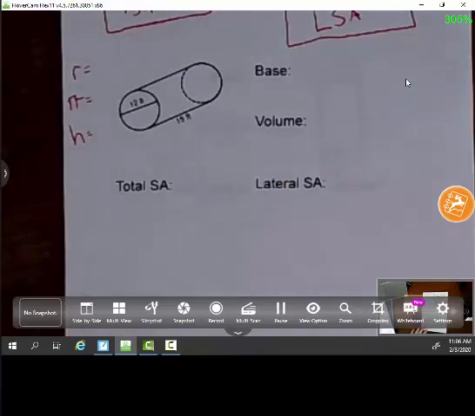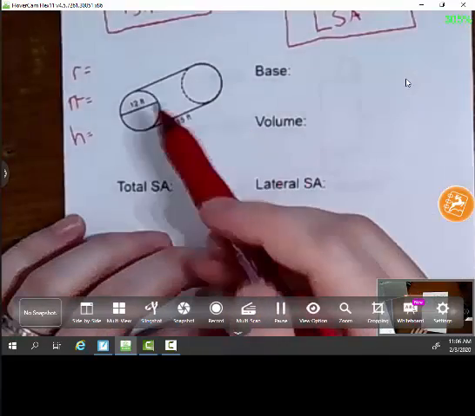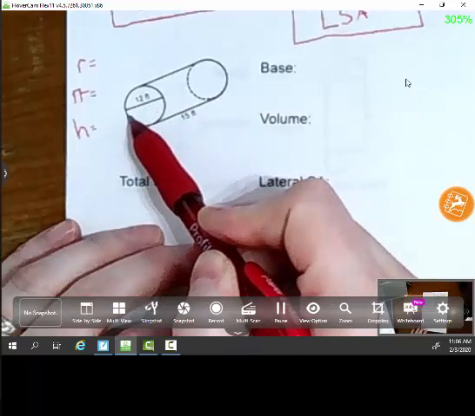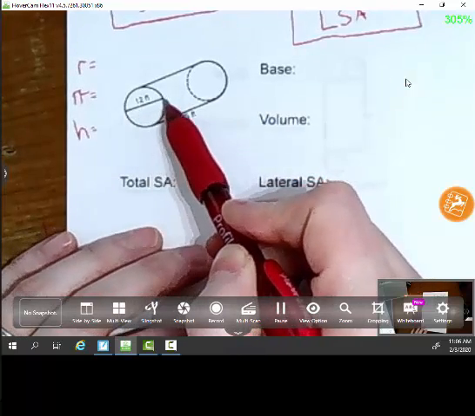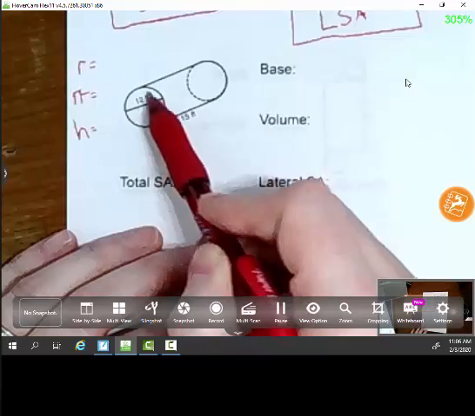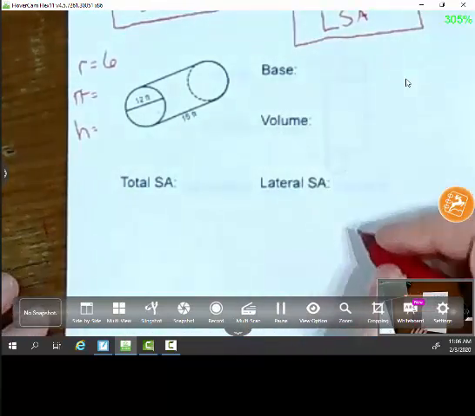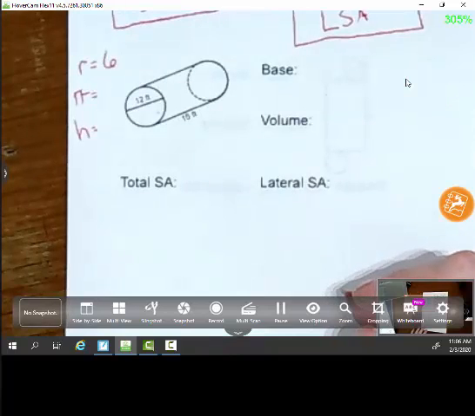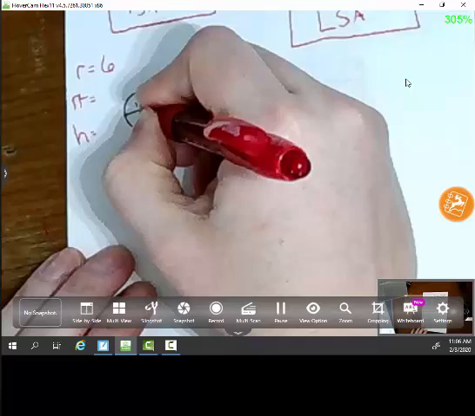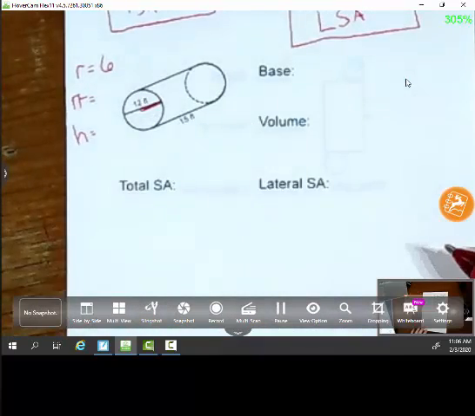This goes all the way across. You have to divide by 2. So 12 divided by 2 is 6. So my radius is 6. Why is my radius not 12? Because 12 is the diameter. We just want halfway, not all the way. What is pi?